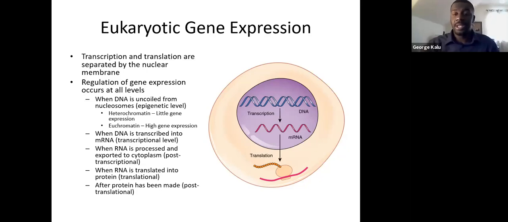So gene expression in eukaryotes can happen at multiple different levels of this entire process. At the epigenetic level, where your DNA is either going to be coiled very tightly or less tightly around the nucleosomes. It can happen at transcription. It can happen during the post-transcription level where we're processing our RNA. It can happen during translation, and then it can happen at the post-translation level where we modify the protein that we produced after translation.